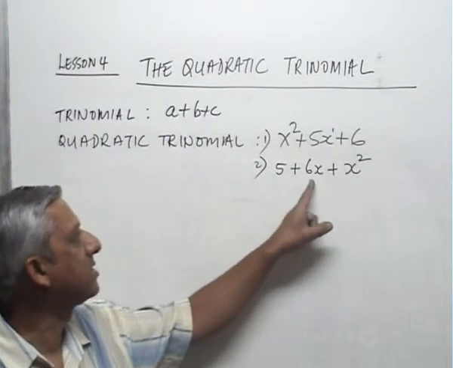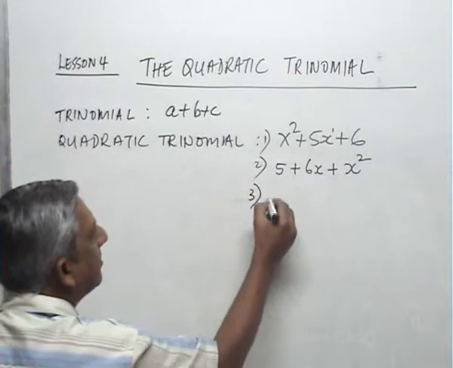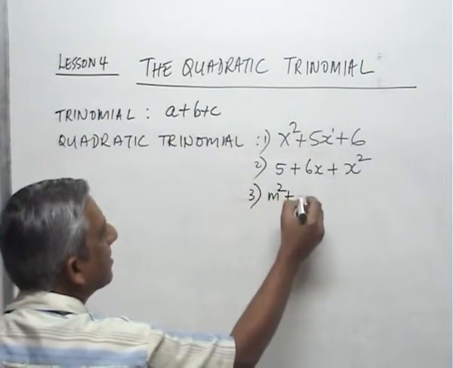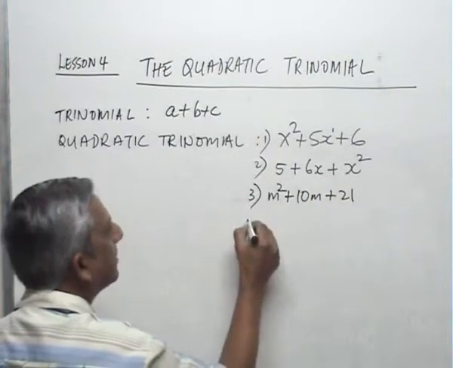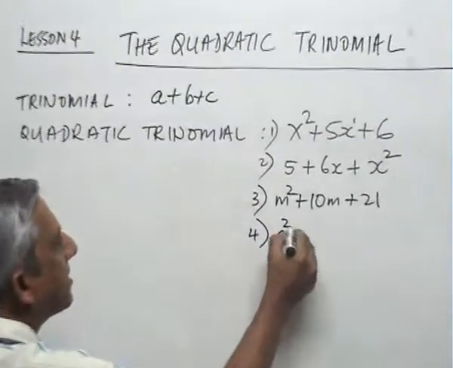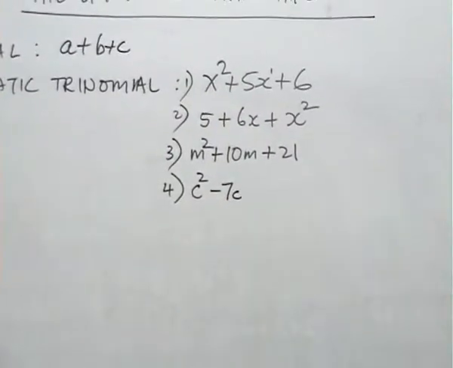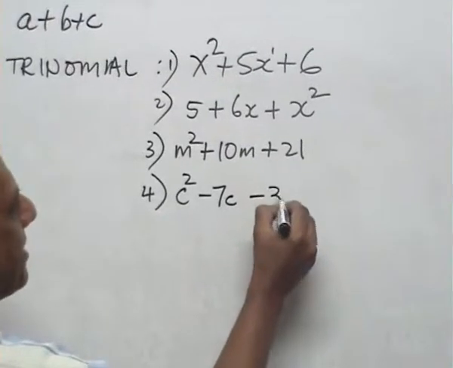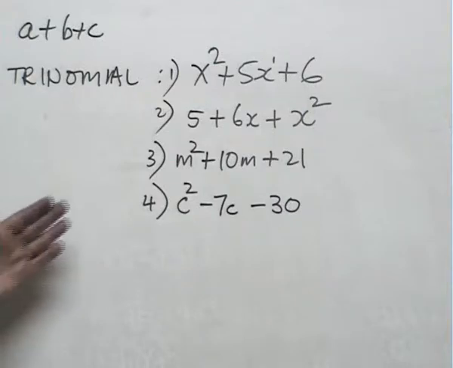You've got x squared plus 6x plus 5. Sometimes it will be written like that. Now, it can be any letter. It can be m squared plus 10m plus 21. Number 4. It can be any letter. It can be c squared minus 7c minus 30. So all these are examples of quadratic trinomials, and we're going to learn how to factorize them. Alright, so we're quite clear about what is quadratic trinomial.